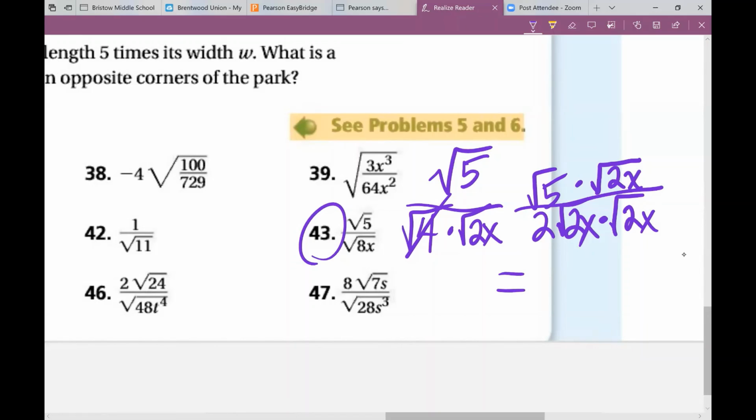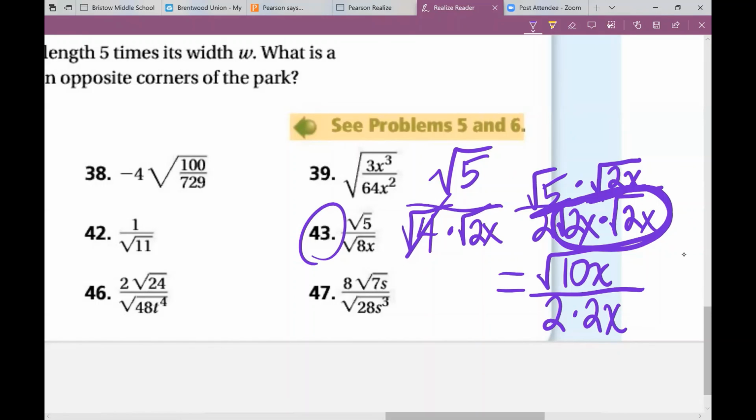In the numerator, we have radical 5 and radical 2x, which would make radical 10x. In the denominator, I have a 2, and I have a pair of radical 2x's. So the square root of 2x times the square root of 2x is just 2x. I have a pair of 2x's. Final cleanup is radical 10x in the numerator, 4x, because that's what 2 times 2x is, in the denominator, and you are finished. Do not try to simplify this any further.